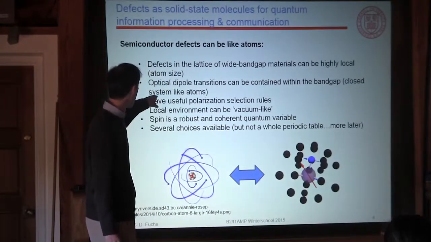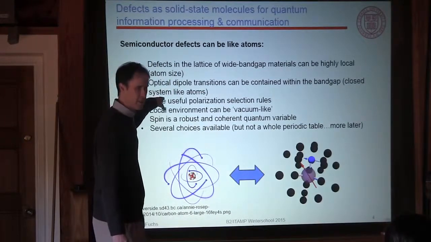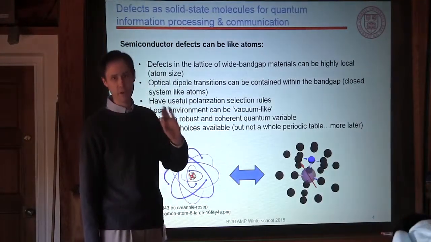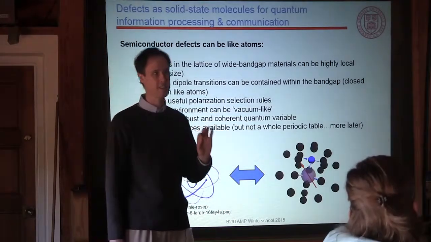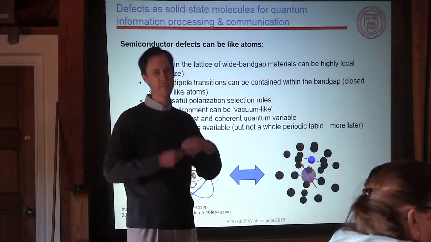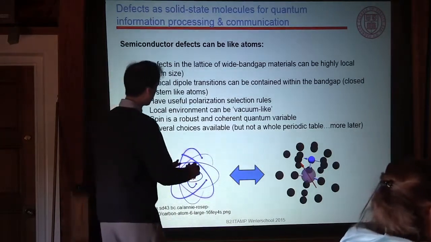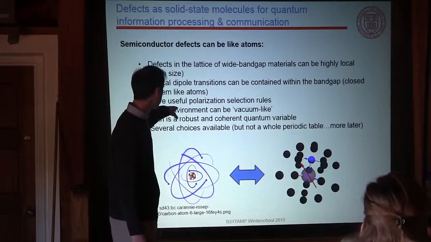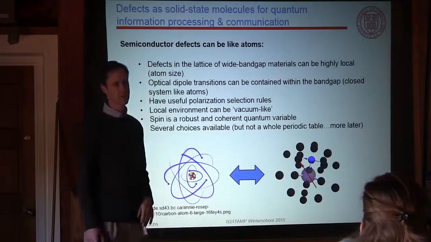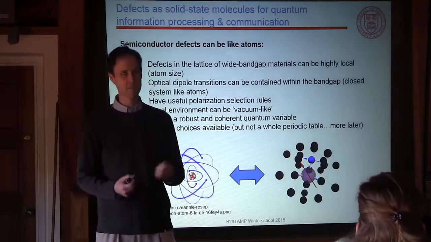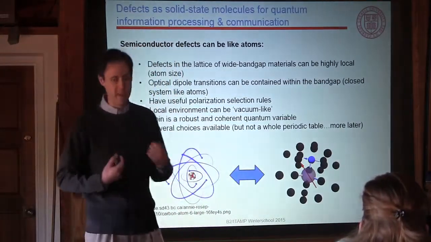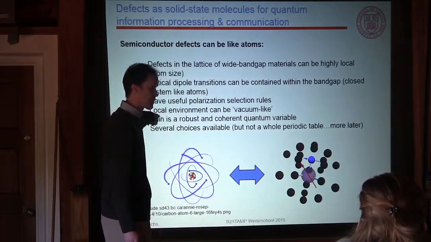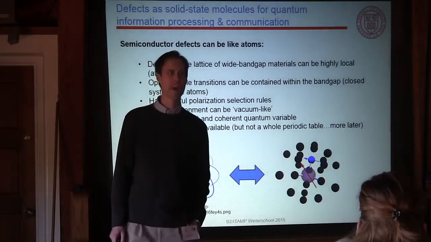It's very protective. In addition, you can have these optical dipole transitions of these color centers within this range where the photons that come in and out are not absorbed by the bands. So again, the semiconductor can behave as if it's a vacuum. It's just a place to hold the defect. One of the nice things, I'll show you in detail later, is that these things can have useful polarization selection rules. So we can open up our AMO textbook, learn nice tricks, and immediately apply them to these systems. Like I said, the semiconductor defect can be vacuum-like.